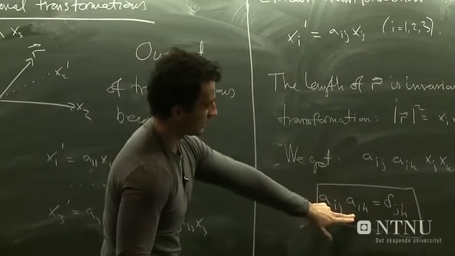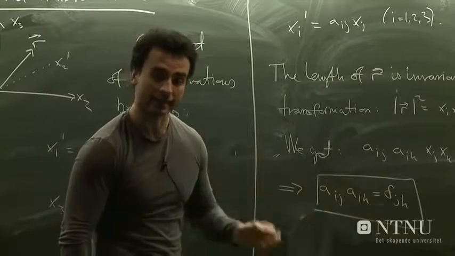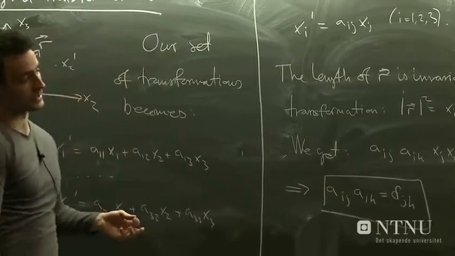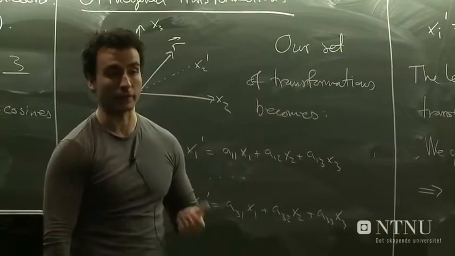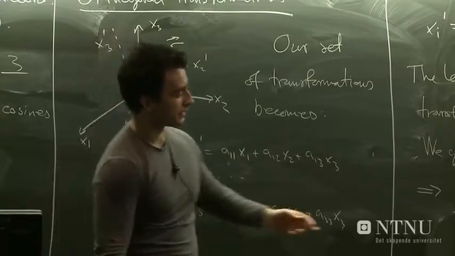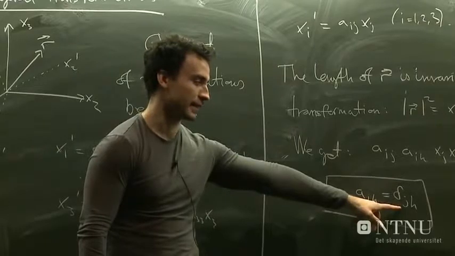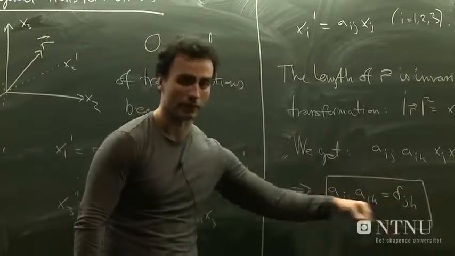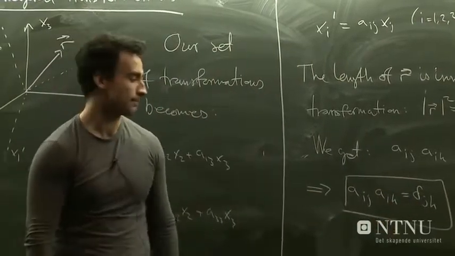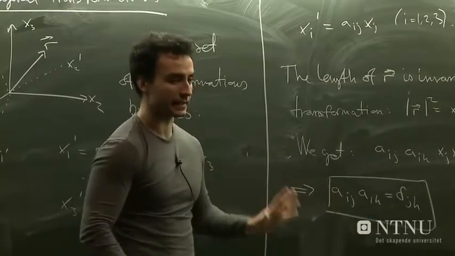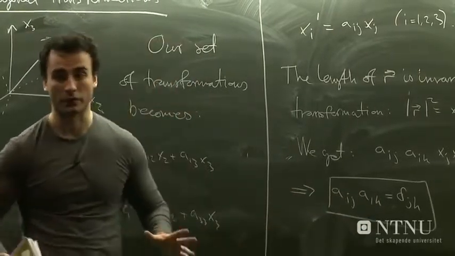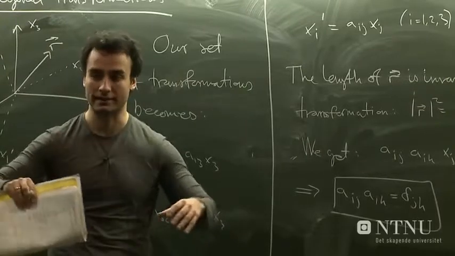And in fact, these are just the 6 conditions that we expressed explicitly over there for the directional cosines. These are in fact 6 equations. j can take any value from 1 to 3, k can take any value from 1 to 3, 6 equations. So these are the normalization conditions and the orthogonality conditions condensed into one equation.